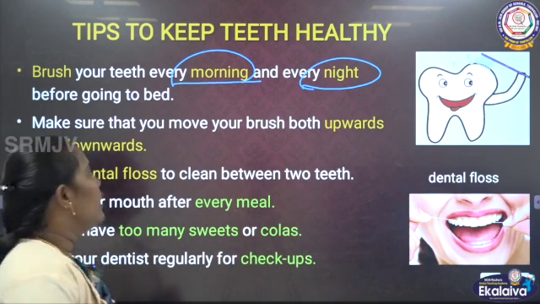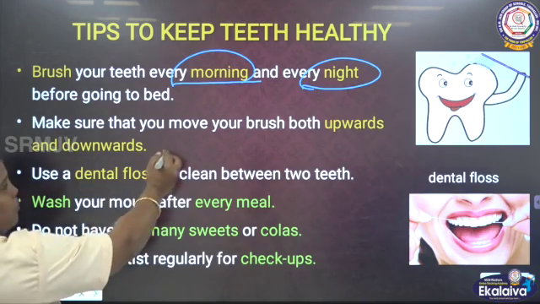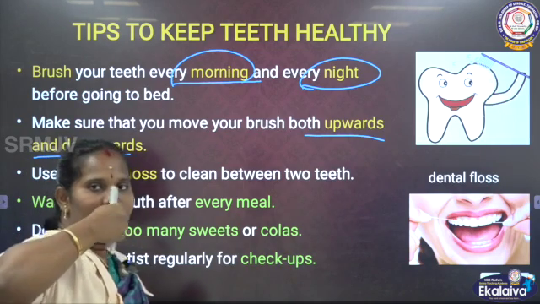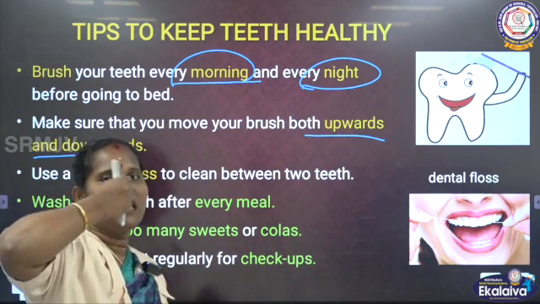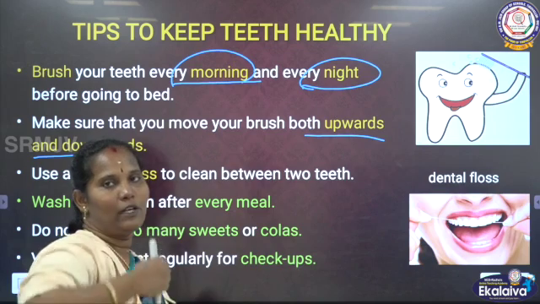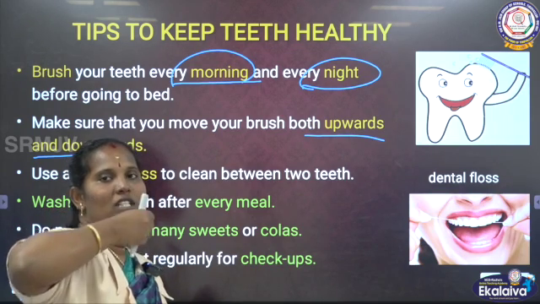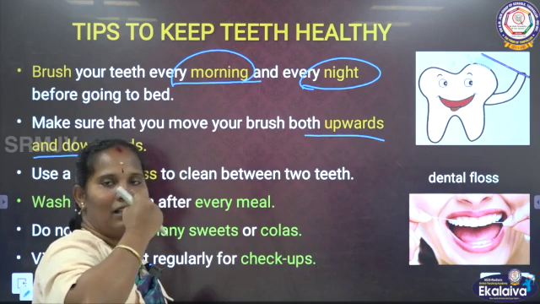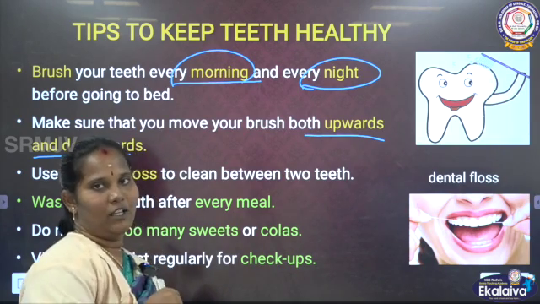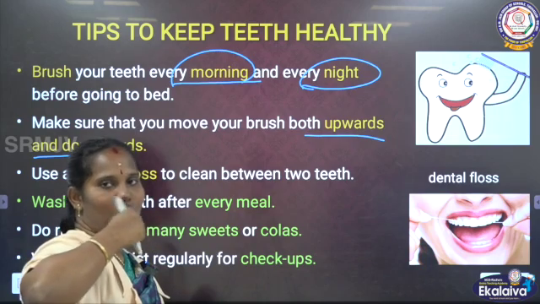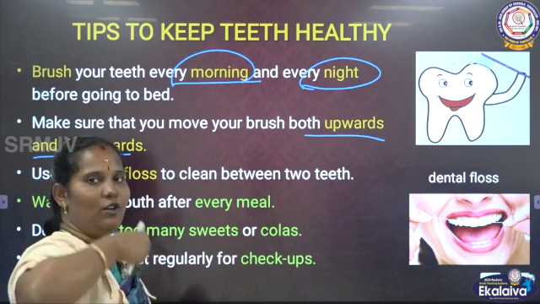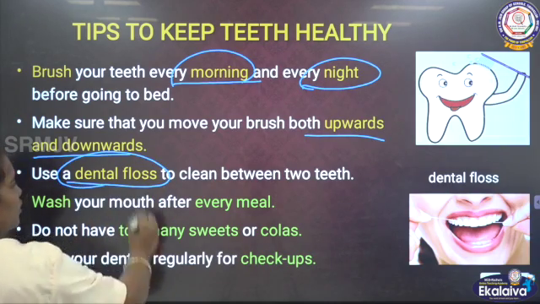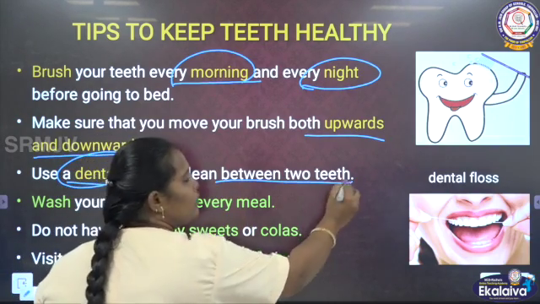Next one, make sure that you move your brush upwards and downwards. While brushing, we should brush upwards and downwards, and also brush the inside, because when we brush upwards and downwards, the things stuck in between the teeth will be removed easily. Clear? Next one, we should use dental floss to keep clean between two teeth.